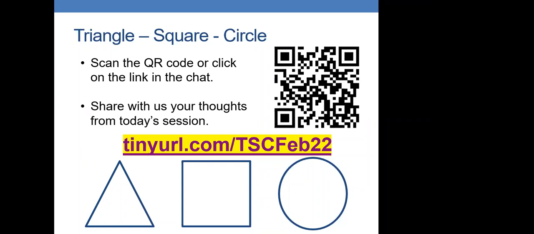So in the first column, you're going to share 3 things that you learned today as your triangle. Triangle has 3 points, 3 things you learned. The next column, something you agreed with from today, something that's squared with your thinking. In the last column, share 1 question you still have so that we can circle back to it is the circle. So this is our triangle, square, circle. You can scan the QR code. You can enter that tiny URL.